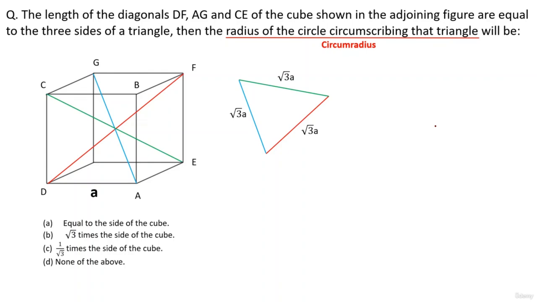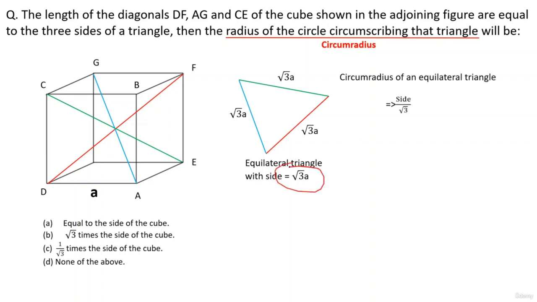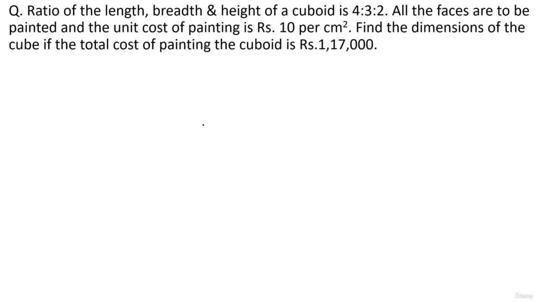Okay, but guys, we have seen that for an equilateral triangle, the circumradius is nothing but the side divided by root 3, and the side we found as root 3A, isn't it guys? So we substitute root 3A in place of the side. Okay, root 3 will simply get cancelled out. The circumradius is simply equal to A, that is the edge of the cube, right? So the answer is, the radius of the circle circumscribing the triangle, or the circumradius, is equal to option A, that is equal to the side of the cube.